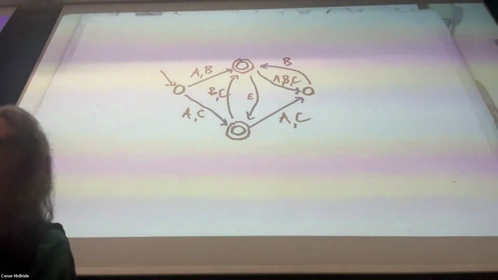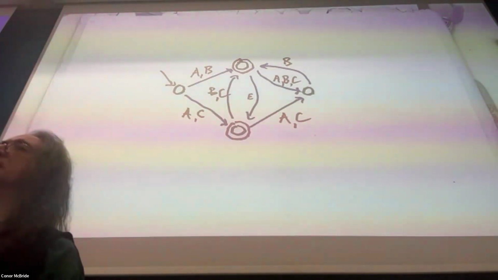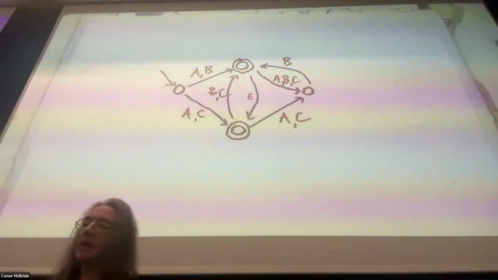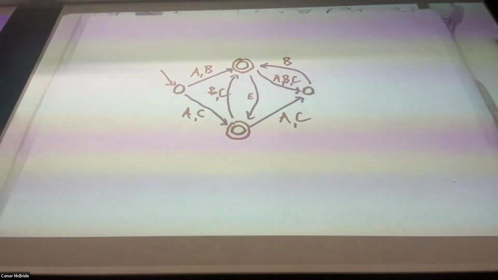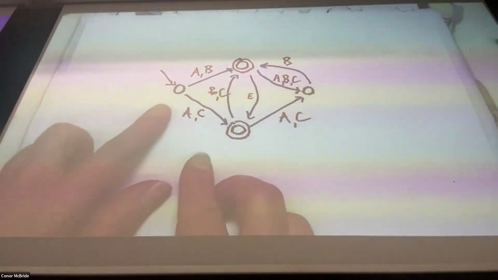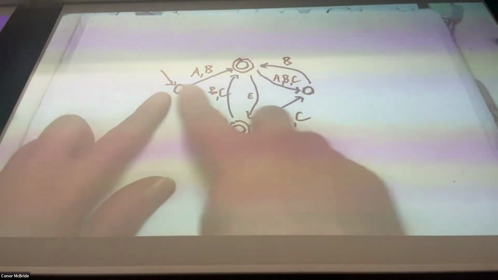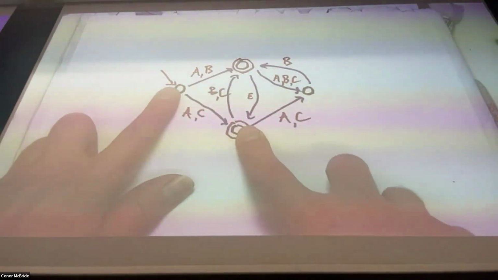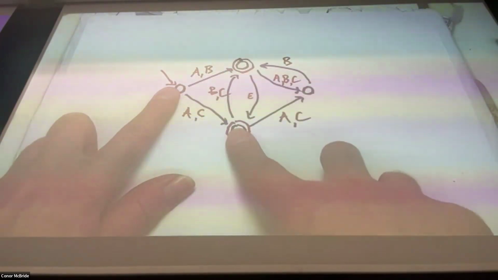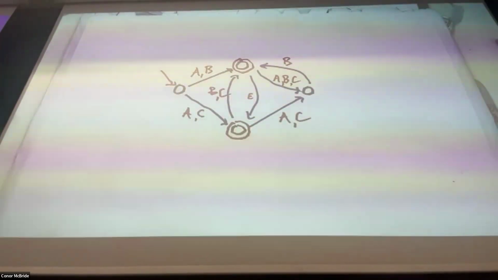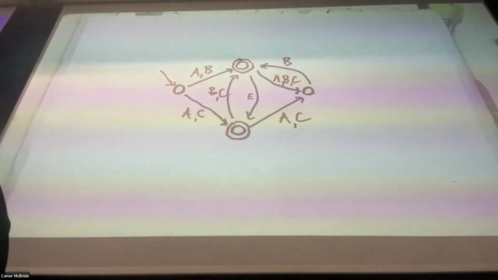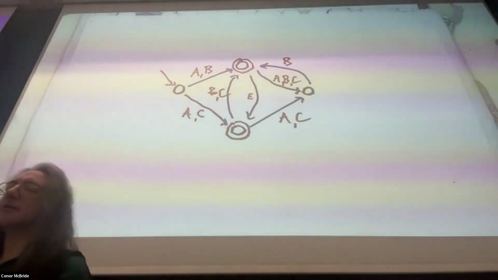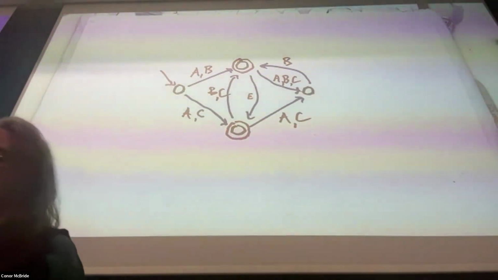Yes, and we can see this machine will accept A followed by any number of B's and C's, because maybe we get an A, we go here, we get a B, we go there, but then we can come back here immediately. So that's the epsilon transition in action.